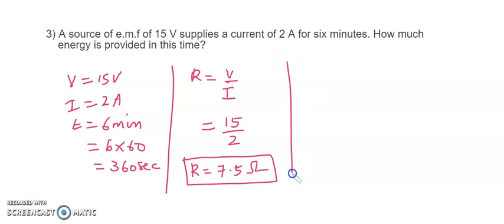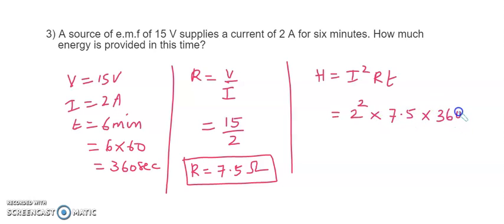Ohm. Now heating effect, H is equal to I²RT, which is equal to I is 2 squared multiplied by R is 7.5 multiplied by 360. So you'll solve this and you can get your final answer. Am I clear? So I found the resistance, and I'm leaving the question for you to finish it off. Okay. The next one.